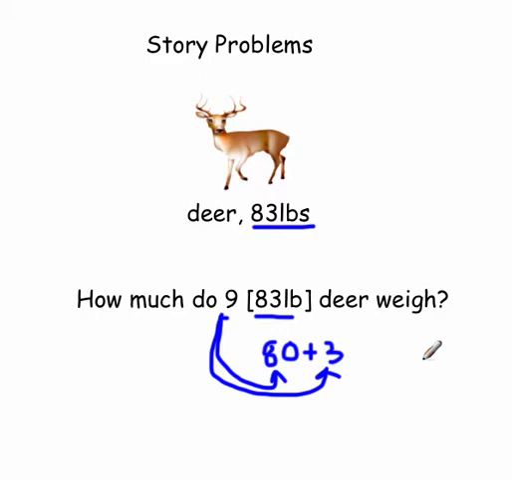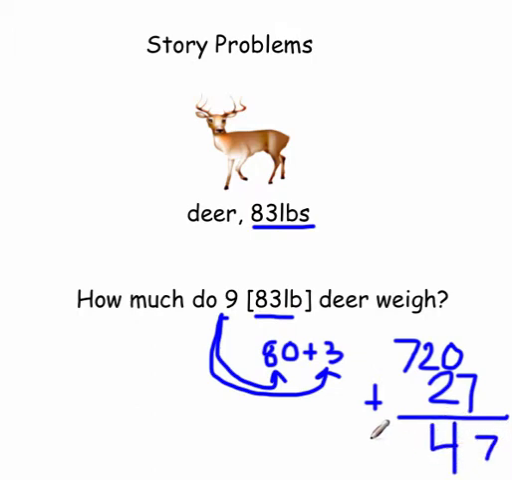9 times 8 is 72, and then it's in tens. I have 8 tens or 80, so I need 72 tens or 720. That's the first part. Now this 9 times the 3 makes 27. And when I add these two parts back together, I'm going to get my answer. 7, 4, and 7. How much do these deer weigh? They weigh 747 pounds.